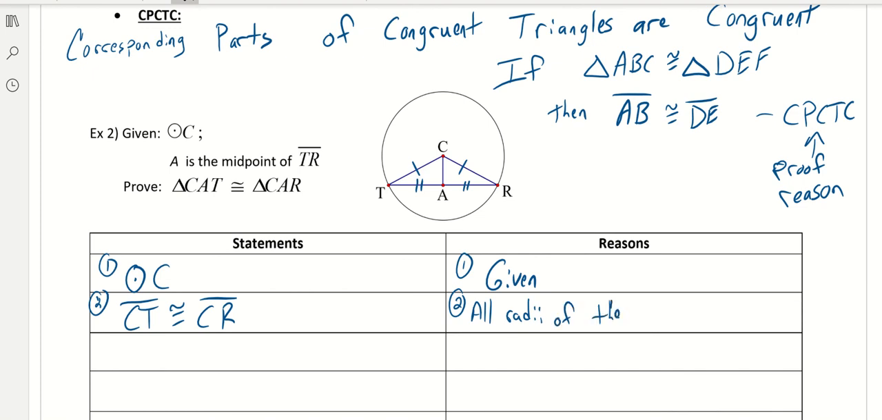That's a bad thing, but you get the idea. All radii of the same circle are congruent. All radii of the same circle are congruent.